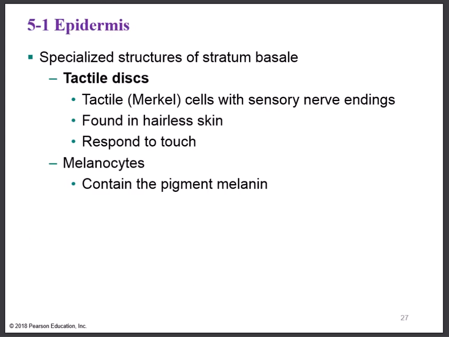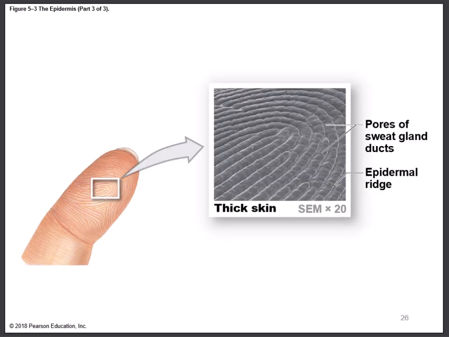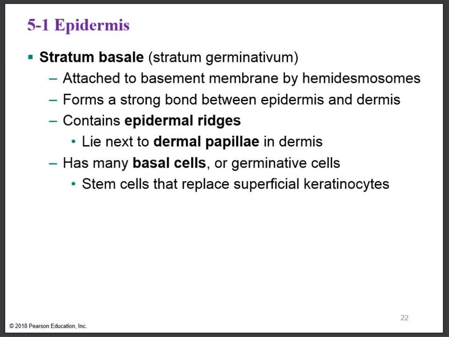Now, there's two specialized structures in the stratum basale that we need to know. Actually, let me go back 1 second. I just want to make sure we finish the slide. So we have the epidermal ridges, we have the dermal papilla. The cells that actually form the stratum basale are known as basal cells. They're not keratinocytes that we had mentioned a couple minutes ago. These are known as basal cells.